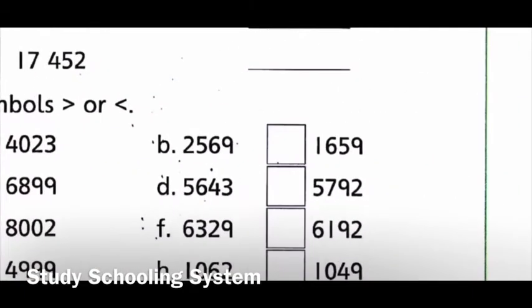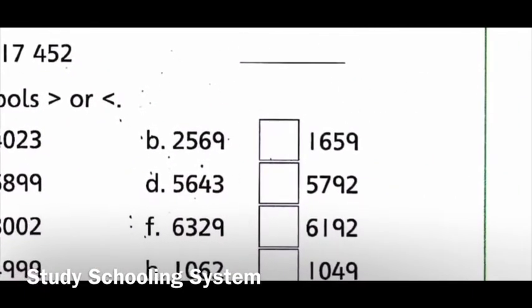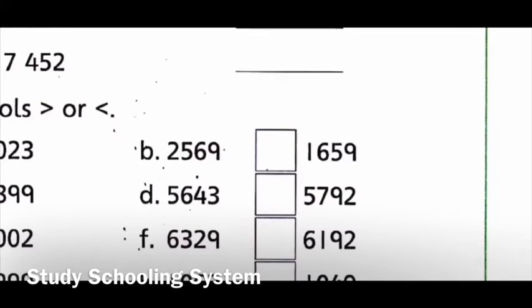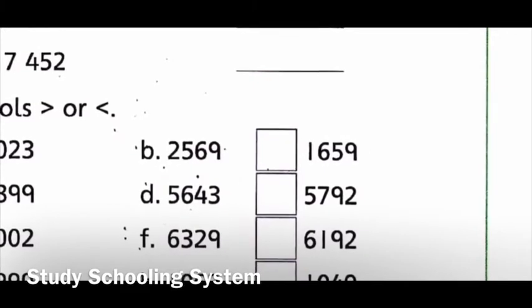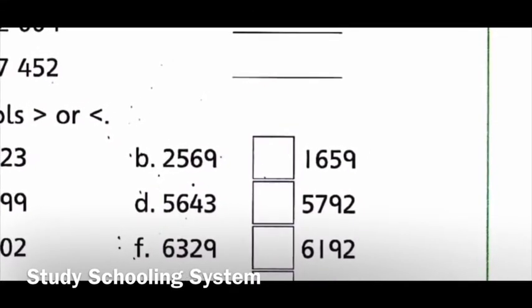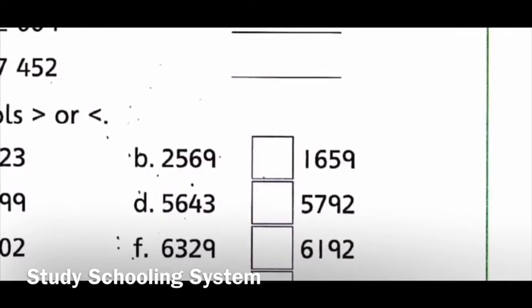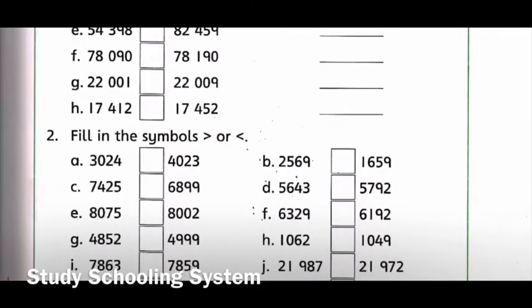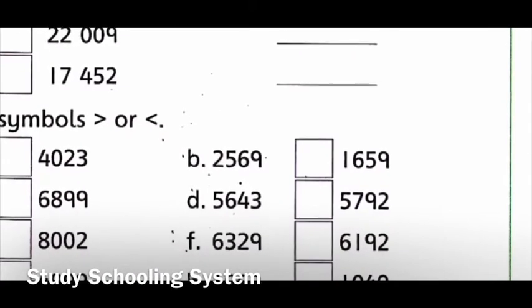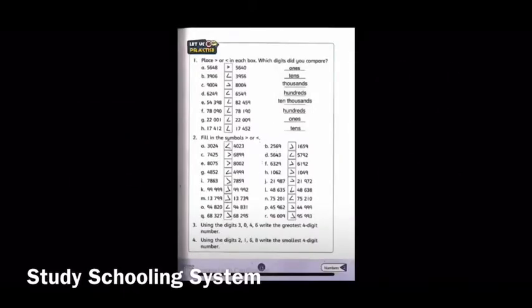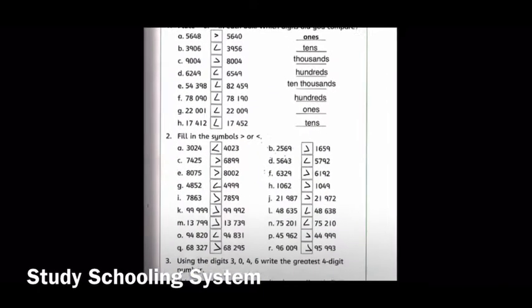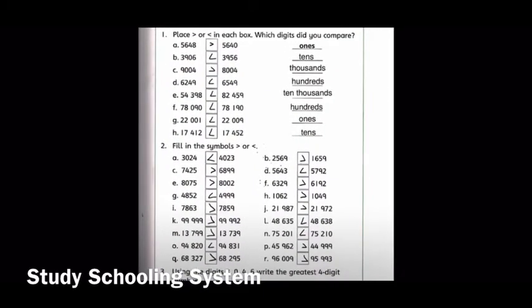Now let's do part B. 2569 and 1659. Which one is bigger? Yes, the left number. 2569 is greater, so we will use the greater than sign. So our sign will face the left side. Now you can do the rest yourself. These are all the correct answers. You can pause the video and do it.